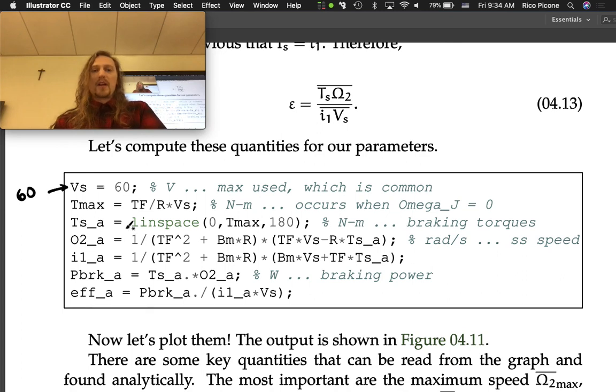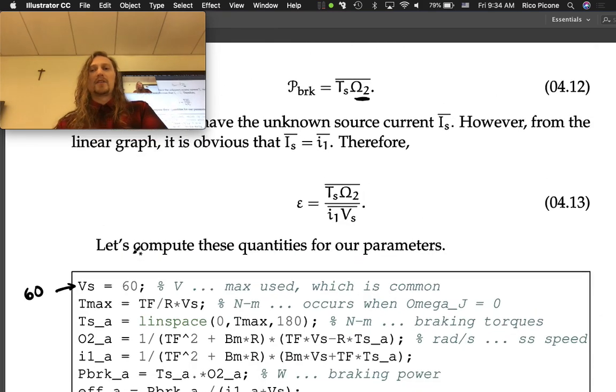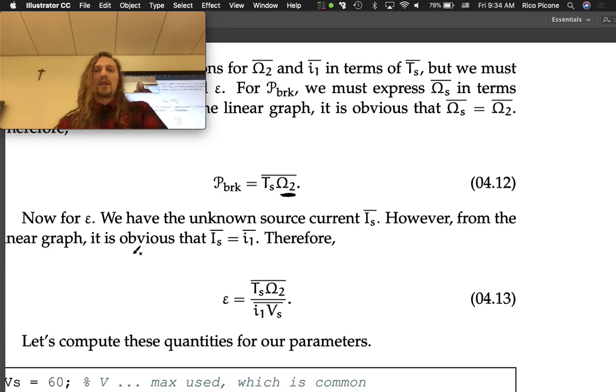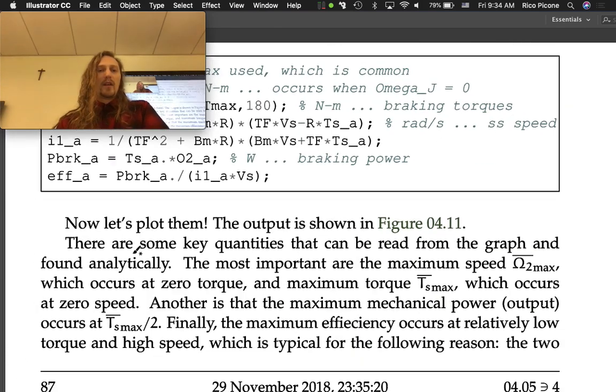We're going to generate a vector of torque source values, and we're going to generate a vector of angular velocities, currents, power of the brakes, and efficiency. So that's just the calculation of each of these equations that are above. Now let's plot them.